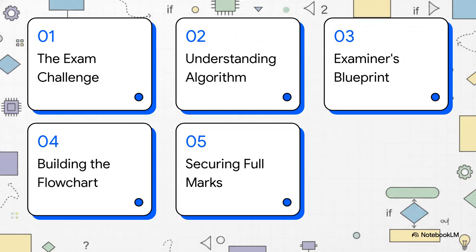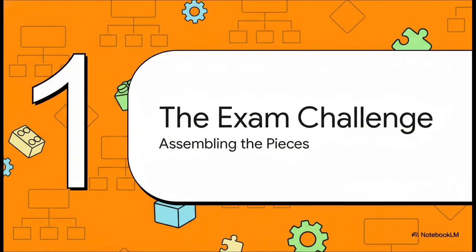So here's our plan. First, we'll look at the exam challenge itself. Then, we'll figure out what the algorithm is actually trying to do. Next, and this is the best part, we'll look at the examiner's blueprint. After that, we'll build the flowchart step by step. And finally, we'll see how to lock in those full marks. Let's do it.